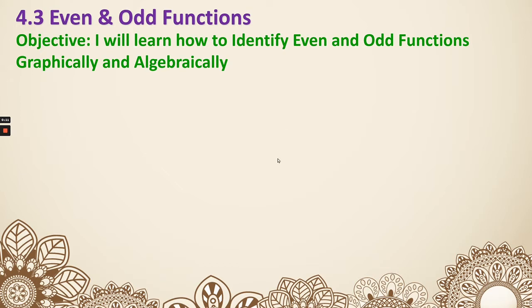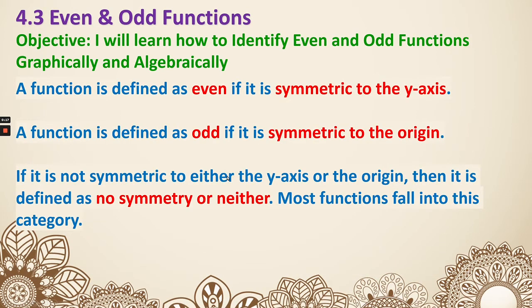algebraically. First, let's learn what is an even function and what is an odd function. A function is defined as even if it is symmetric to the y-axis. So basically, if we have a graph, say like that, you can see the left side of the y-axis and the right side, they're the same. That means it's even. A function is defined as odd if it is symmetric to the origin.